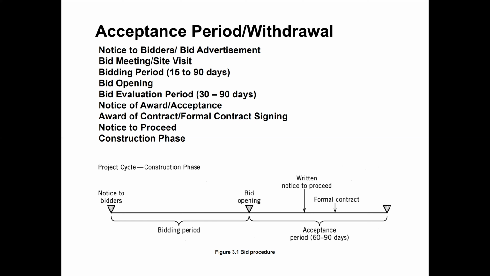So with this, we move on from bidding. At the bottom are given some bidding steps: notice to bidders, bidding period, opening of the bid, and then signing of the contract, acceptance period. Then, giving the notice to proceed, and construction will start on site. So that is the bidding procedure we can discuss.